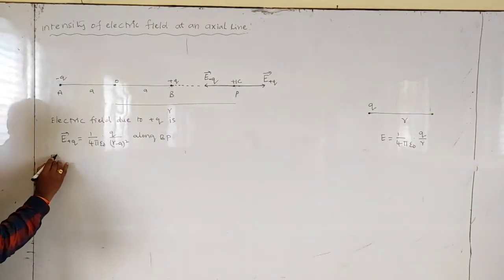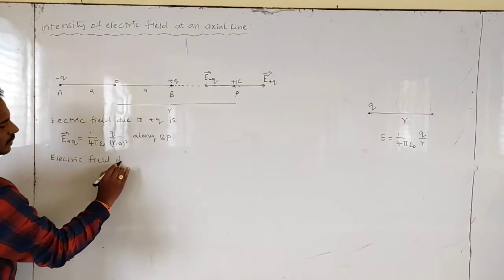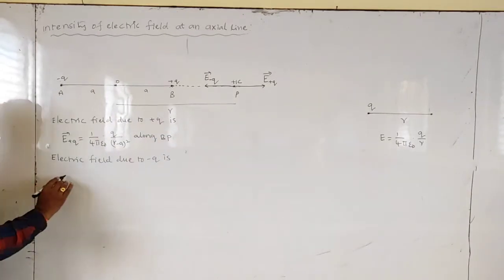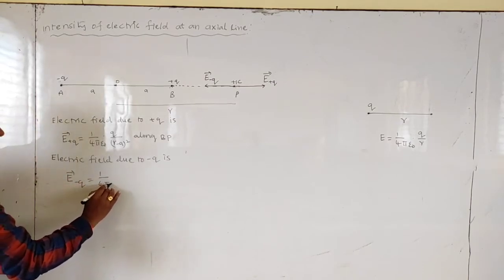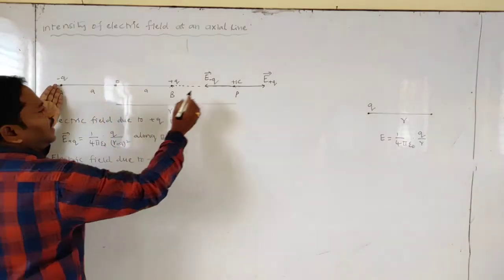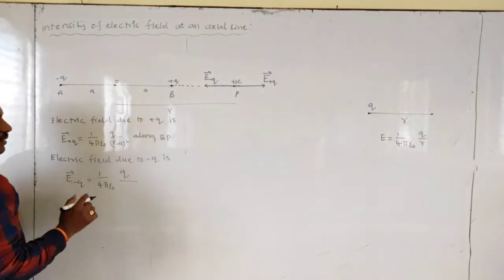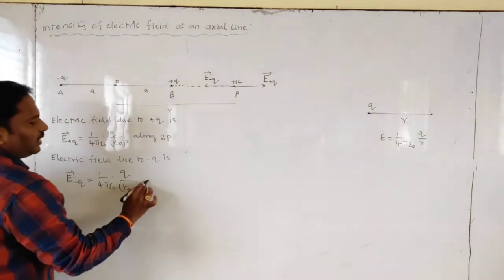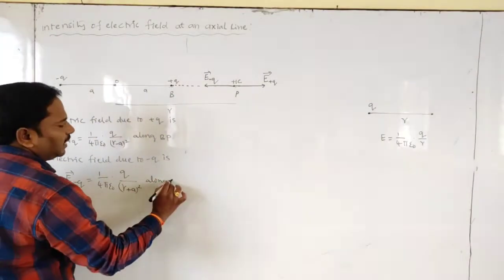Now what is the electric field due to the minus q charge? E minus q is equal to 1 by 4 pi epsilon naught q by, and the distance from here to here is r and from here to here is a, so (r plus a) whole square. It is acting along PA.